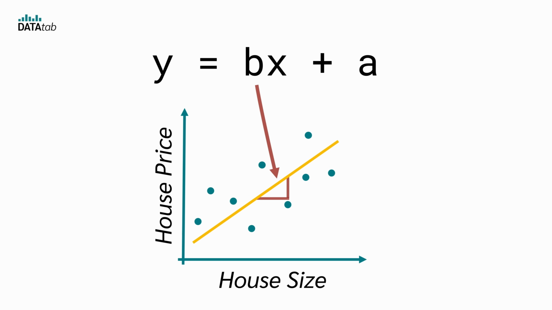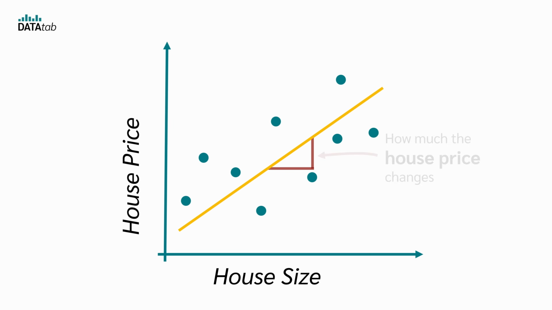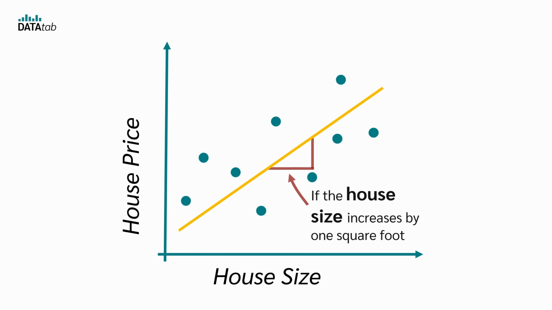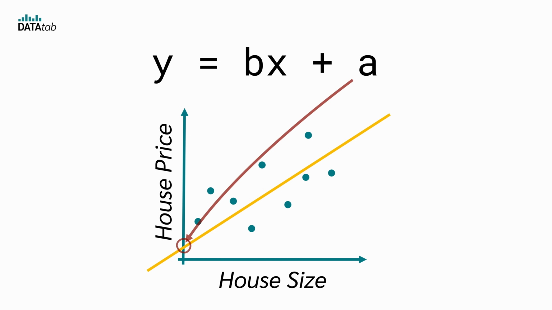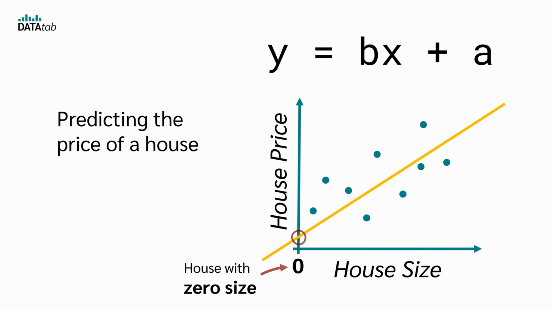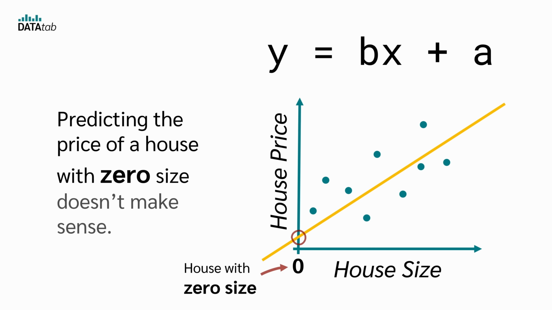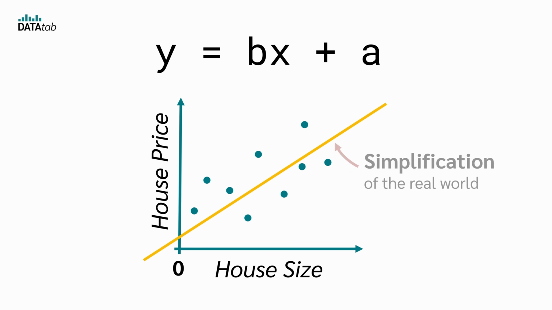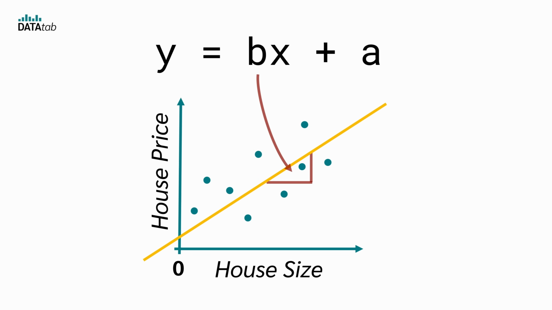In the equation, b is the slope of the line. The slope shows how much the house price changes if the house size increases by 1 square foot. A is the y-intercept, telling us where the line crosses the y-axis. So if we have a house with a size of 0, the model will predict a house price of A. Of course, predicting the price of a house with 0 size doesn't make sense. However, every model is a simplification of the real world, and in the case of simple linear regression, our model is defined by a regression line with a specific slope b and an intercept a.